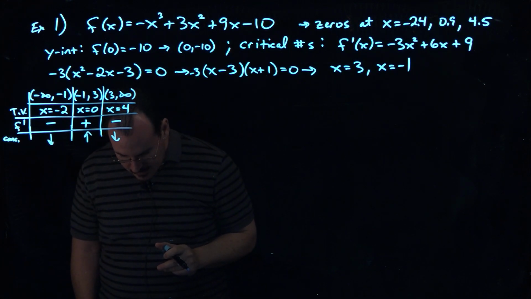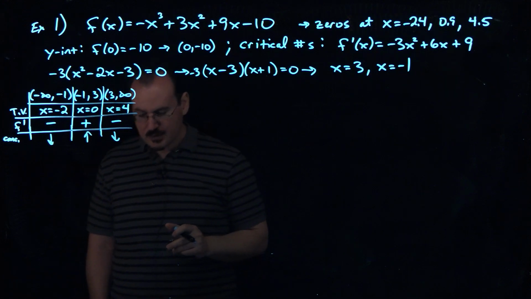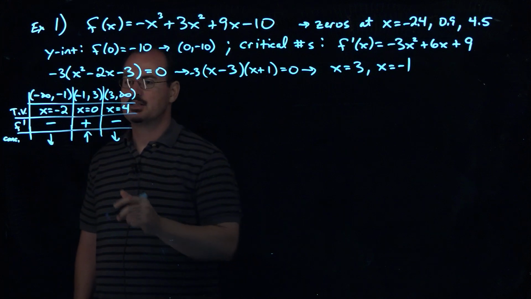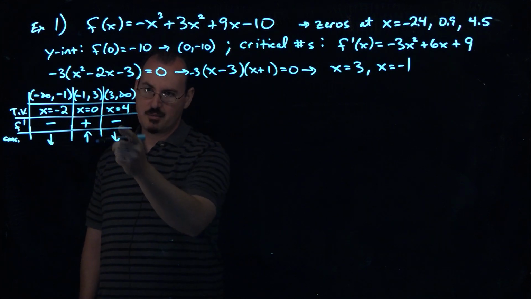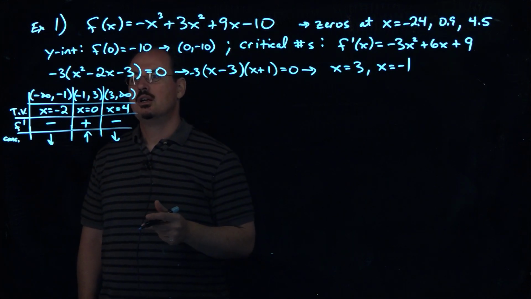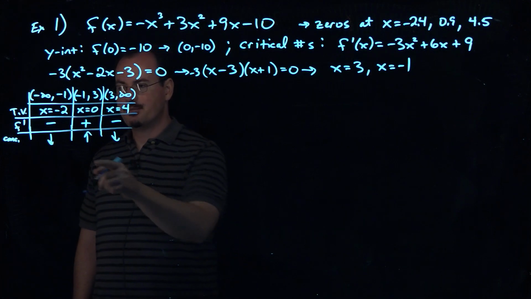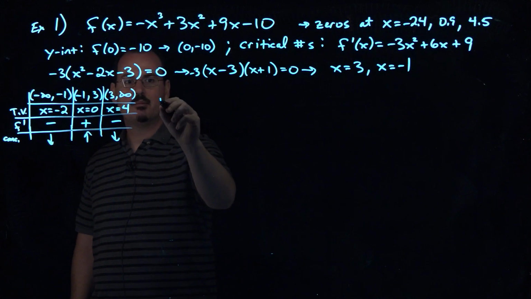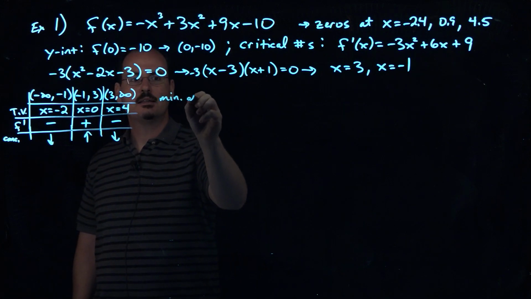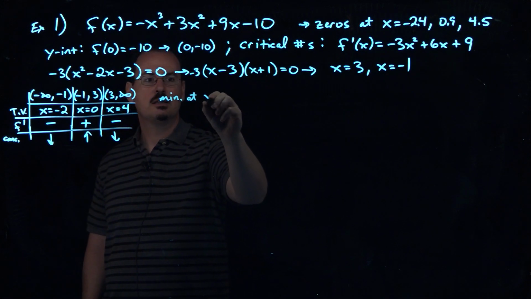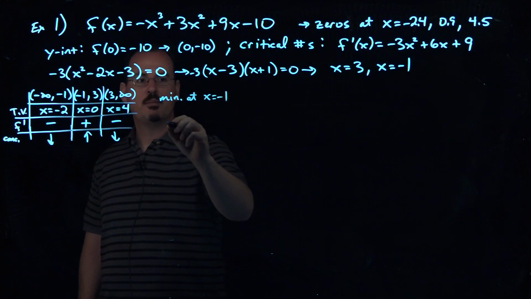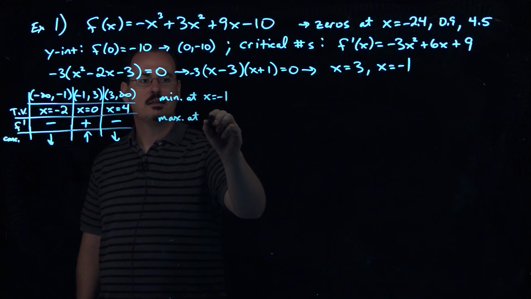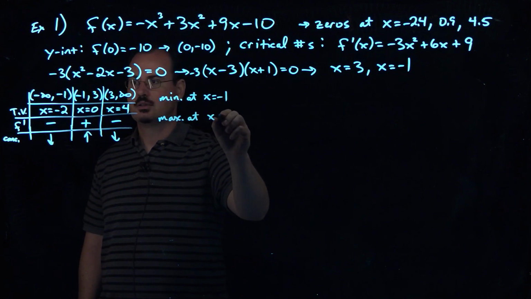Next step, find any relative extrema. So we can do that by noticing that the function changed from decreasing to increasing, and then it changed back at the other critical number. That means we've got a min and a max. The fact that it changed from decreasing to increasing means we've got a minimum at x equals -1. And we've got a maximum at x equals 3.